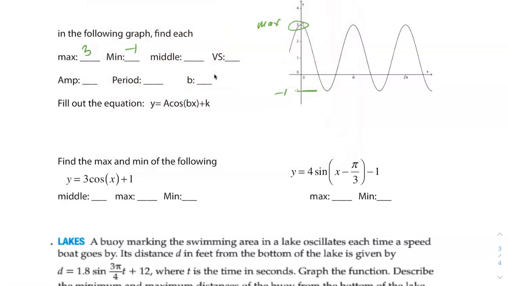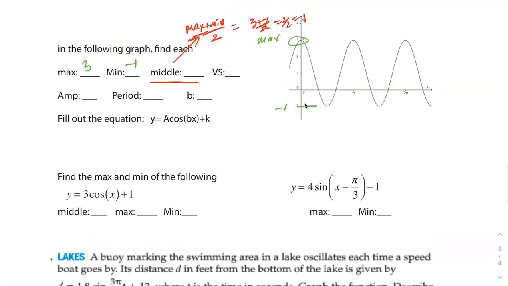Then find the middle. Again, to me, this is the key to all this. If you can do this, you can do the rest. So the middle is always the same thing. How do you find the middle of 2 things? You add them up and divide by 2. So take the max, take the min, divide by 2. So here it will be 3 plus -1 over 2. So that'll be 2 over 2, which is 1. So my middle is 1. Why is that so important? Because the middle is also your vertical shift, which is 1.